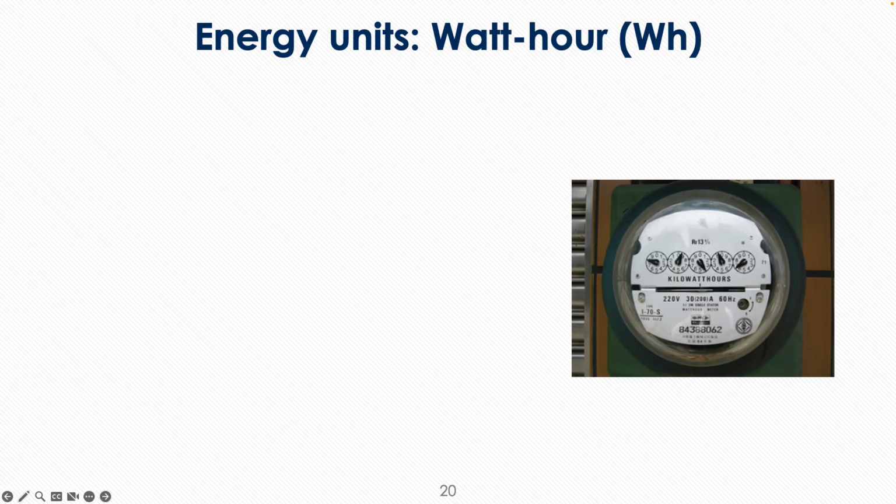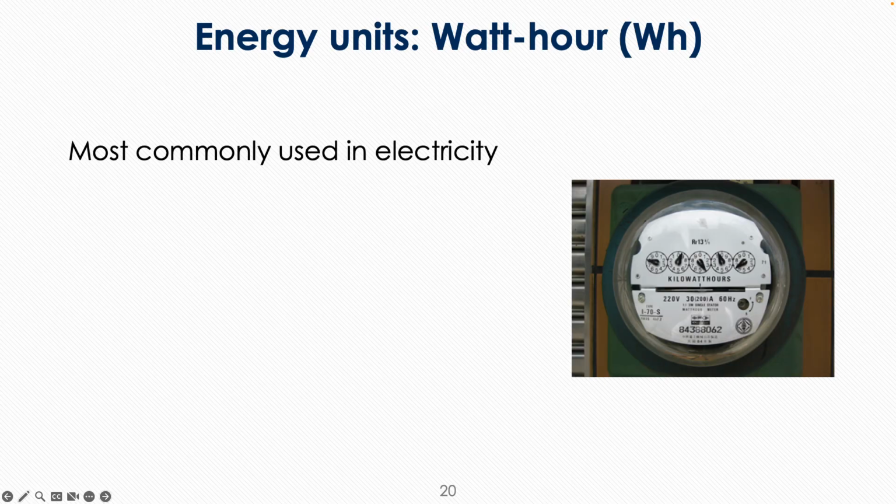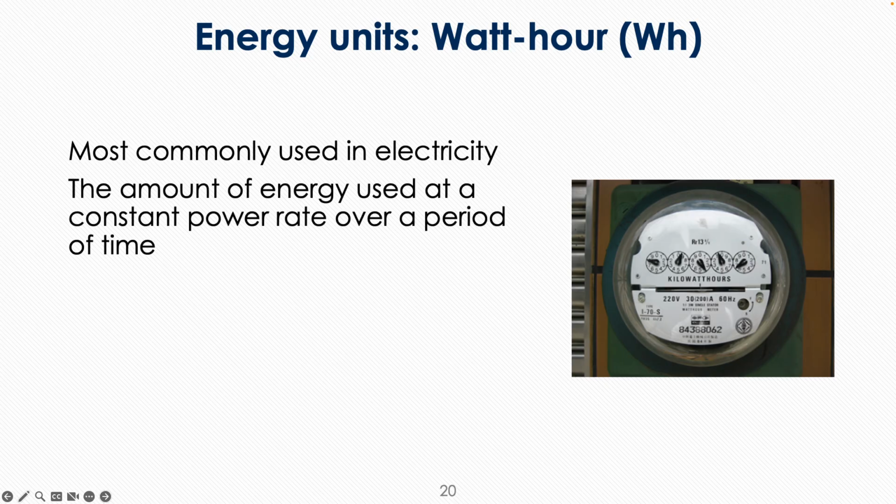The other big one that we're going to be talking about is watt hours. This is most commonly used in electricity. A watt is actually a unit of power. We'll talk about power in just a moment. But a watt hour is the amount of energy used at a constant power rate over a period of time. A watt is 1 joule per second. So where do you think we get this 3.6 kilojoules for 1 watt hour? What do you think?